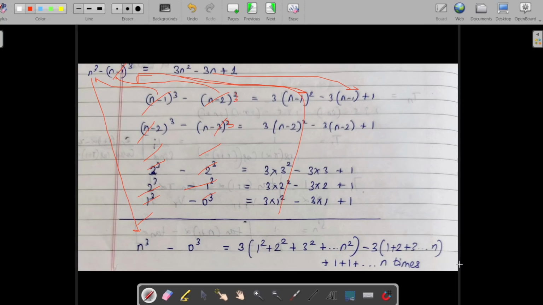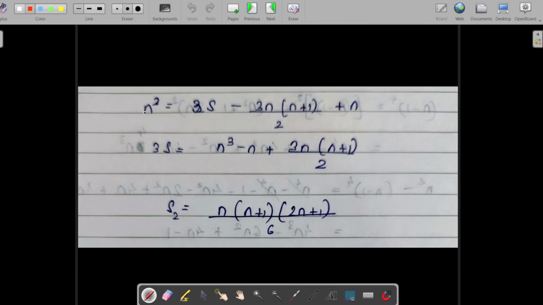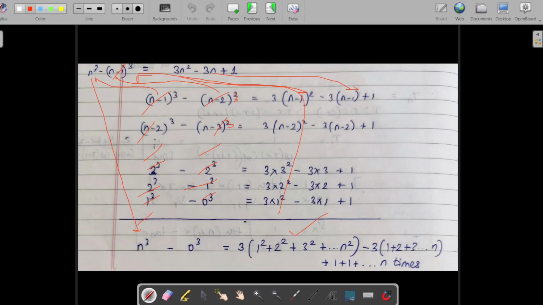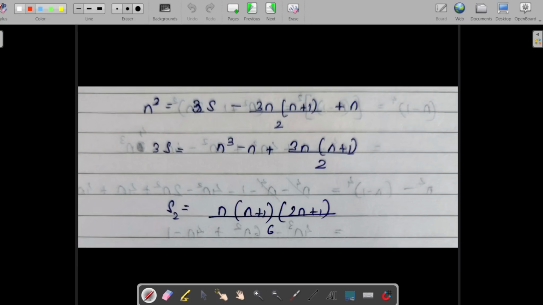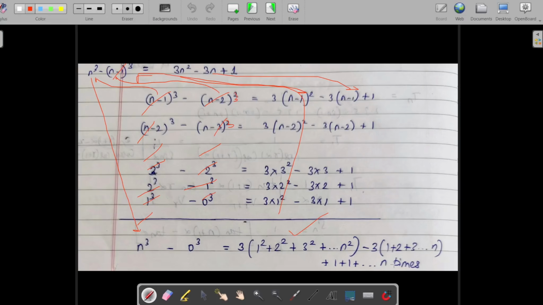So this is the expression. This is what we have to calculate. And these are all basically given. How? This is n cube. This is 3 times s. S is the required sum. The first n natural numbers. Sum is n into n plus 1 by 2. And this n comes here.